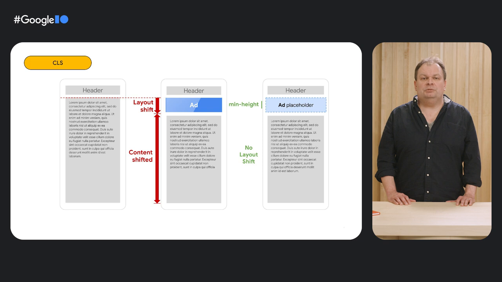Alternatively, min-height can be used to reserve a minimum space for dynamic content, such as advertisements. The default height of an empty element is 0 pixels, so even if you can't be sure of the actual height for some dynamic content, you can almost certainly reduce the CLS impact by reserving some space using min-height.